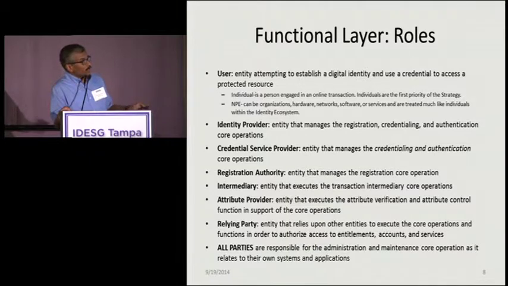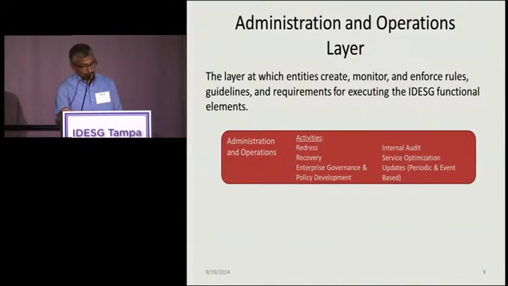So I'm not going to read through the entire definitions again. All right. So the next level, as I was saying previously on the high-level deck slide, is the administration and operations layer. So we obviously see that there's a set of activities that the ecosystem needs to provide from a user perspective, at least: redress, recovery, enterprise governance and policy development, auditing, service optimizations or updates.